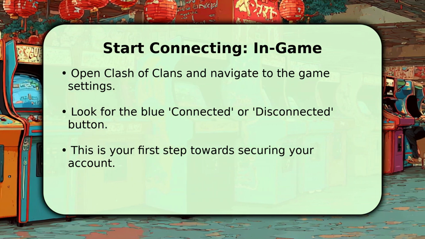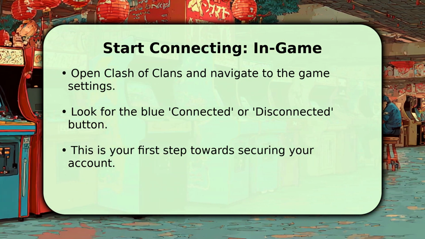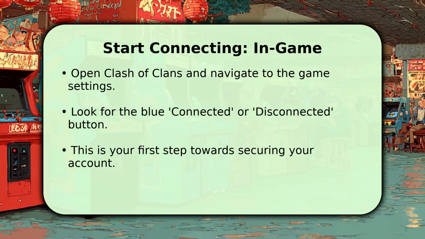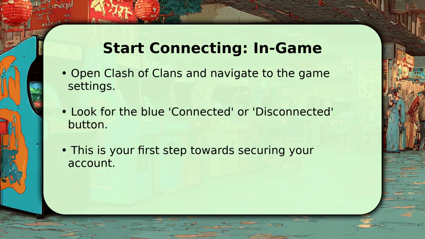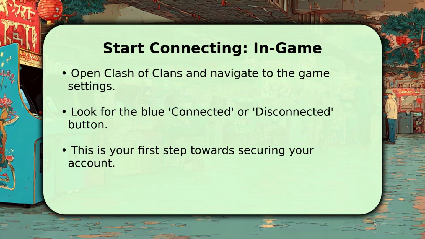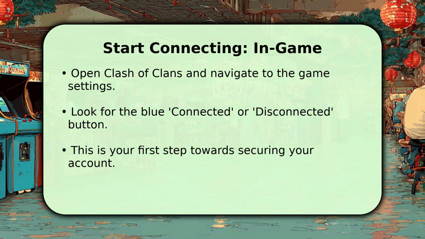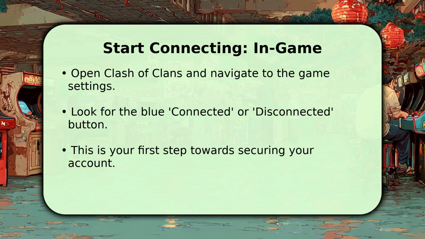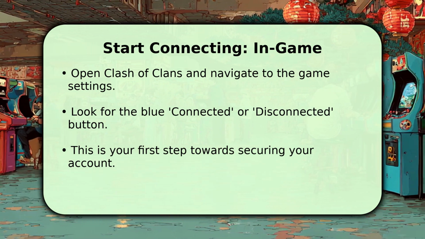First things first, open up Clash of Clans on your device. Once you're in your village, head over to the Settings menu. You'll find this easily. Just look for the gear icon, usually on the right side of your screen. Inside Settings, locate the Connected or Disconnected button, which should be prominent. Tapping this button is your gateway to managing your account.